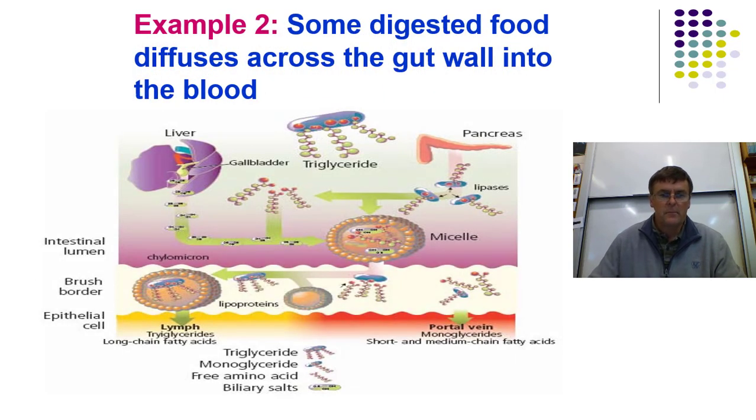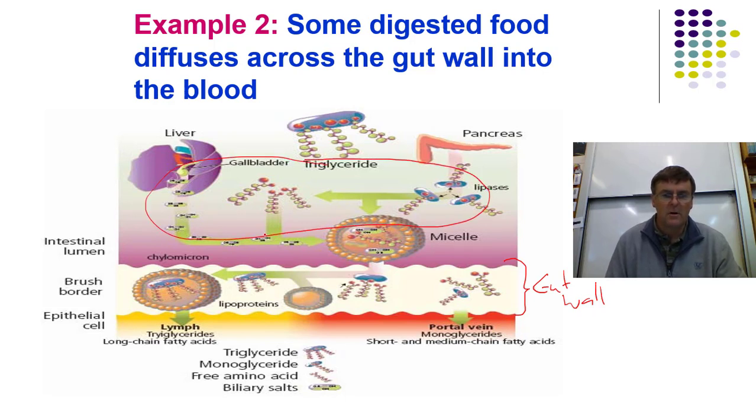Inside your gut, diffusion happens as well. We've got down here, this represents the gut wall, and we've got the top part, the sort of purpley pink part of this diagram, all up here. This is all stuff inside your gut, inside what we call the gut lumen, and it's all diffusing across into this side here, which is your bloodstream.